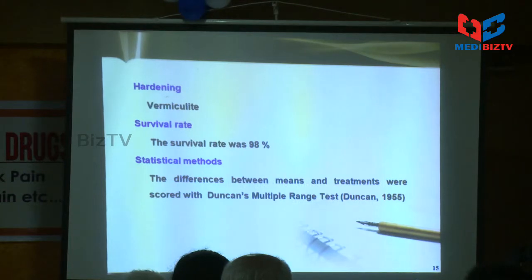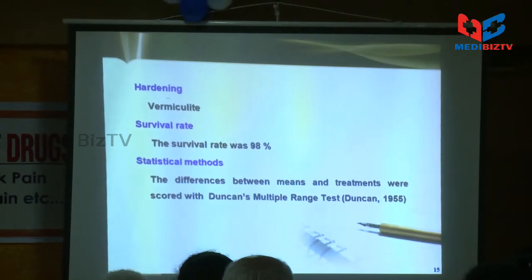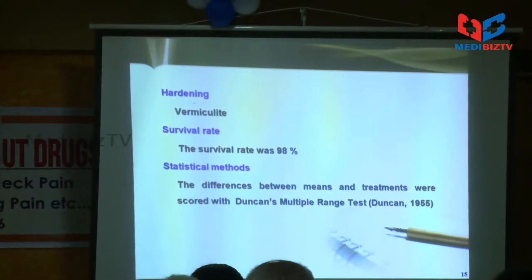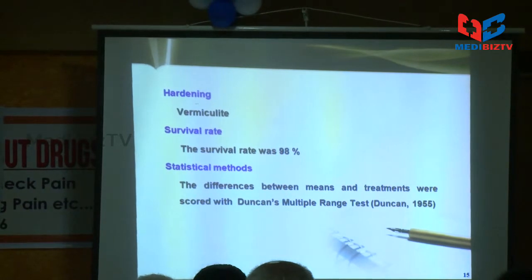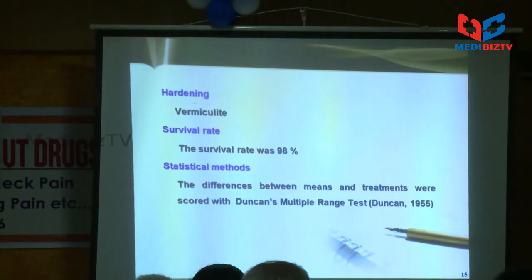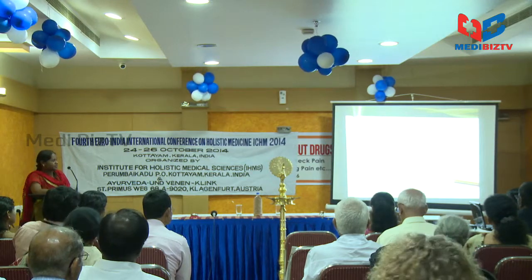Next slide please. For hardening, vermiculite is used. The healthy plantlets were gently removed and washed with sterilized distilled water to remove the adhering media, and then transferred into plastic pots containing vermiculite. The transferred plants were irrigated with MS basal salt solution containing 3% sucrose every 3 days for 4 weeks, and then the plantlets were acclimatized and the survival rate was about 98%.